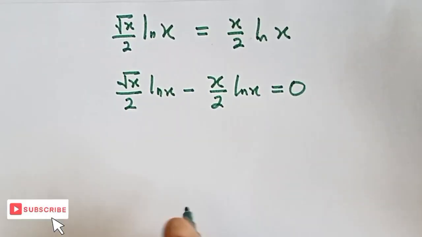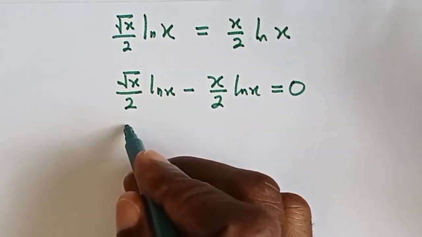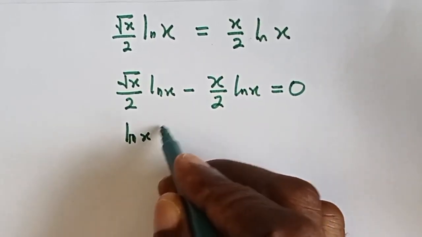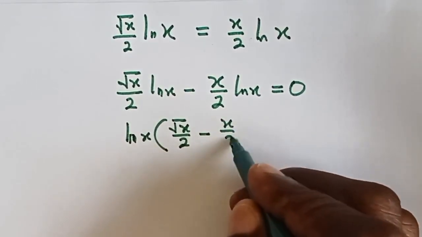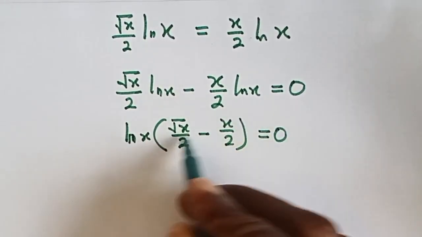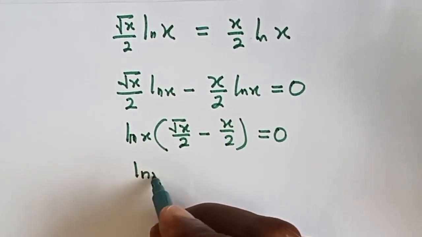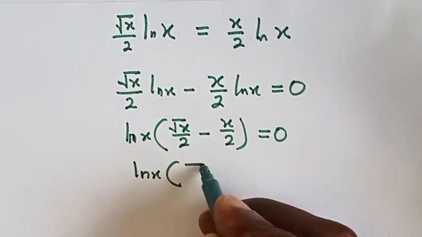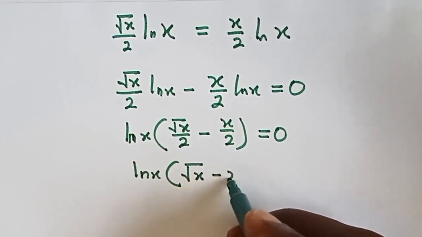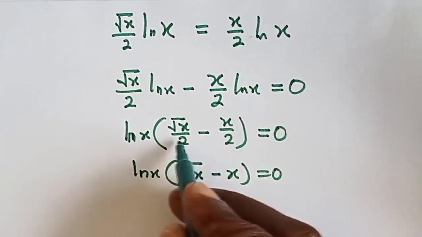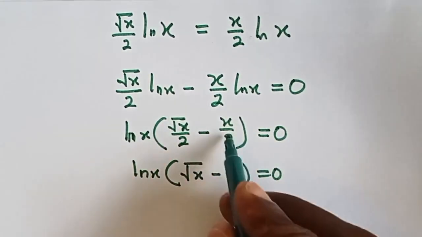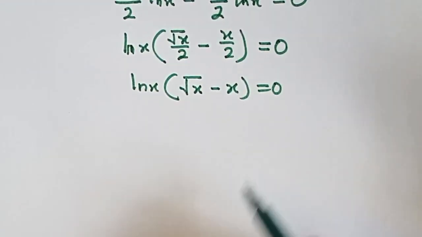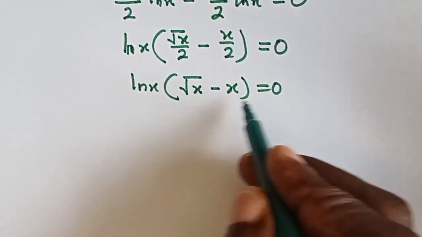Alright, so let's factor out ln x. Ln x is common, so we have ln x times root x over 2 minus x over 2 equals 0. Alright, so this is the same thing as ln x. These two, we cancel out these two. We have root x minus x equals 0. Okay, so by the time we find the LCM, it's going to give us 2. Then 2 multiplied by 0 will give us 0. So this is the same thing as this. Now we have ln x equals 0 and this equals 0.